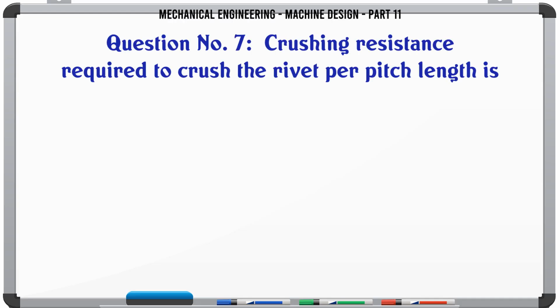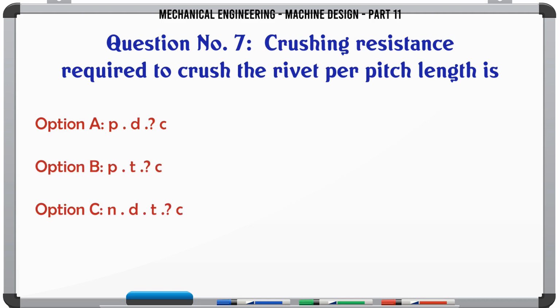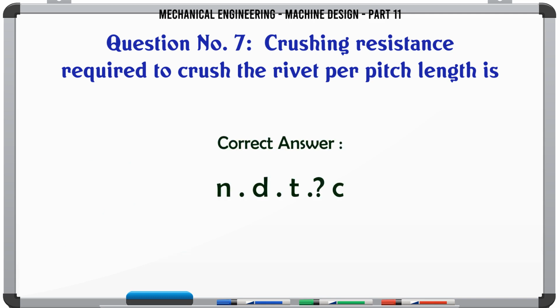Crushing resistance required to crush the rivet per pitch length is A. P. d. t. B. n. d. t. C. n. d. t. D. The correct answer is n.